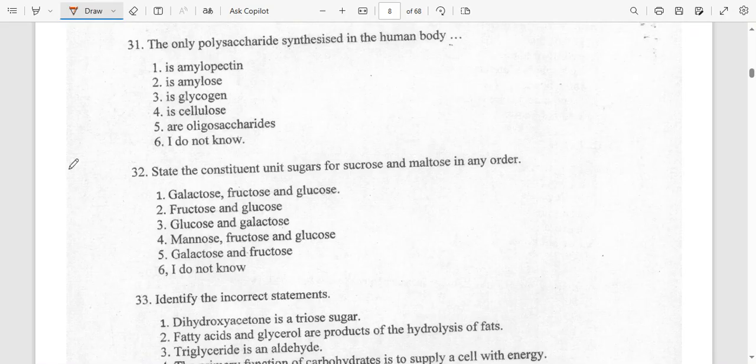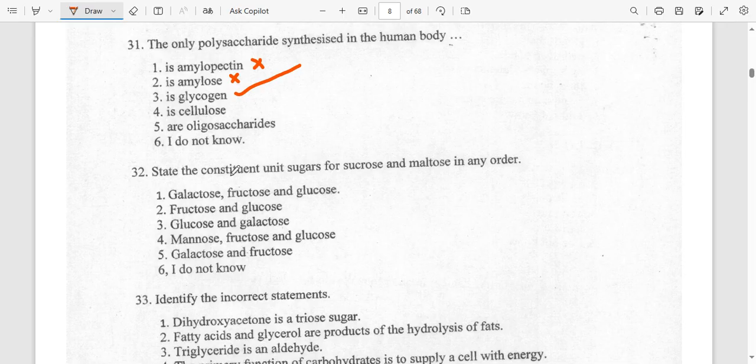The only polysaccharide synthesized in the human body: amylopectin. This is a storage form in plants. This is starch. Same with amylose. Glycogen is in humans. This is the storage form of carbohydrate in animals. In humans, it's found in the liver.